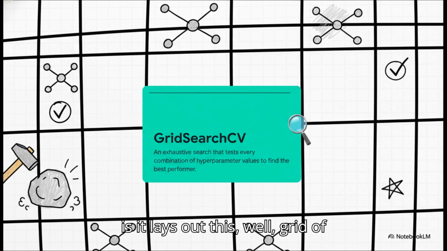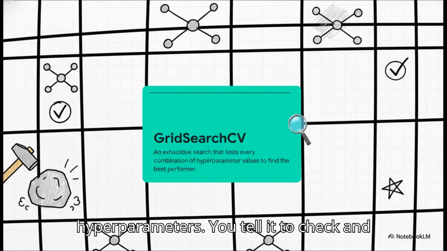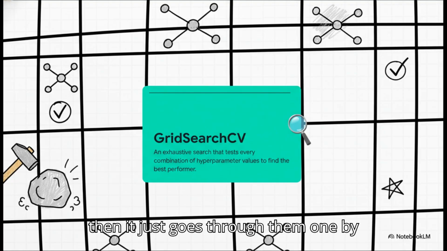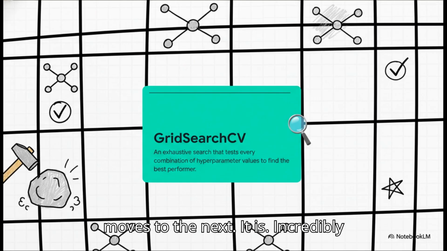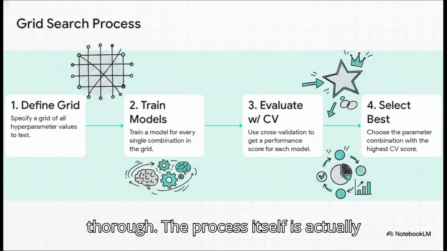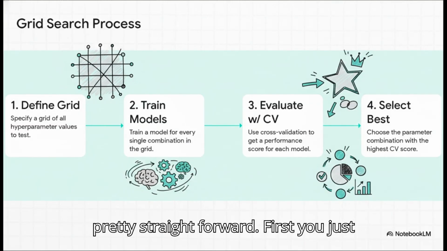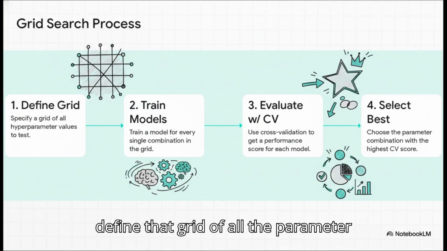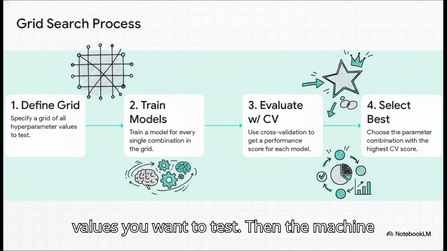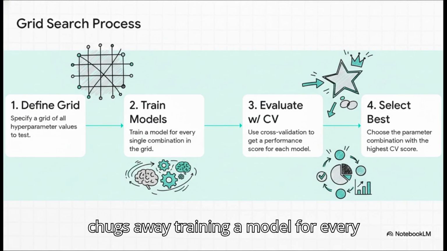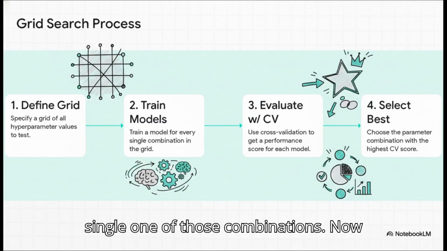What it does is it lays out a grid of every possible combination of hyperparameters you tell it to check, and then it just goes through them, one by one. It trains a model, evaluates it, and moves to the next. It is incredibly thorough. The process itself is actually pretty straightforward. First, you just define that grid of all the parameter values you want to test. Then, the machine chugs away, training a model for every single one of those combinations.